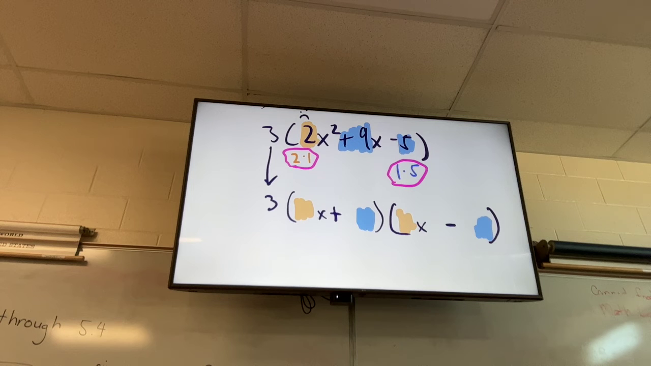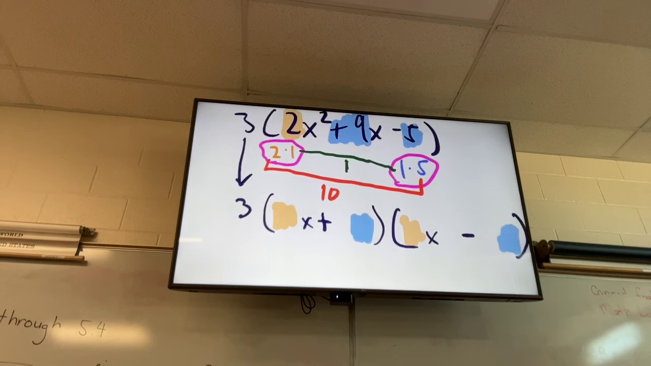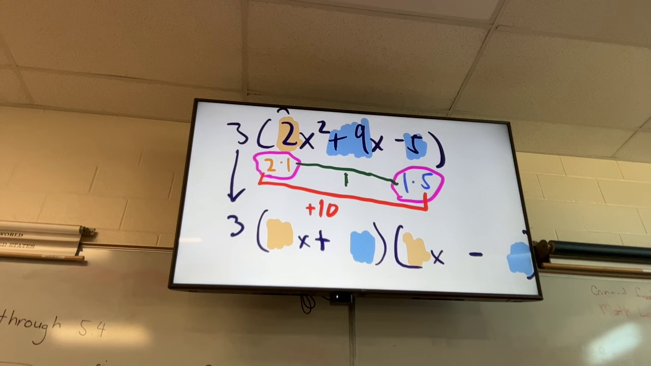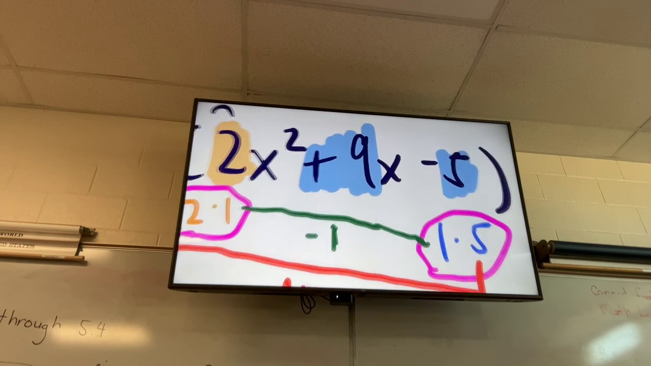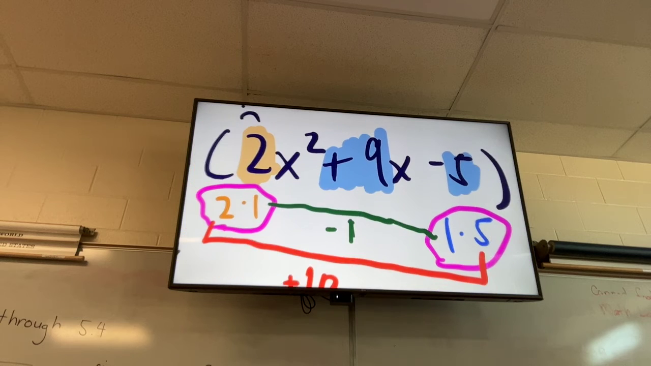So connect your outer numbers. Their product is 10. Connect your inner numbers. Their product is 1. Do I want the 10 to be my positive or my negative? And how do I know? Positive, yeah. How'd you know? Yeah, we want it to be a positive left over in the middle there.